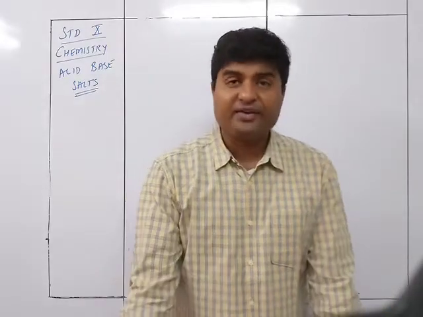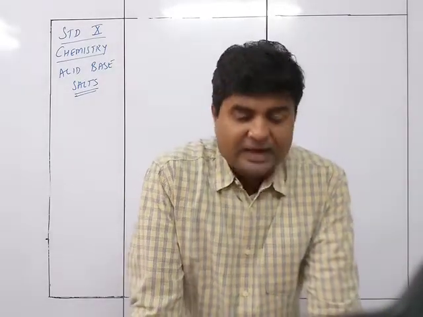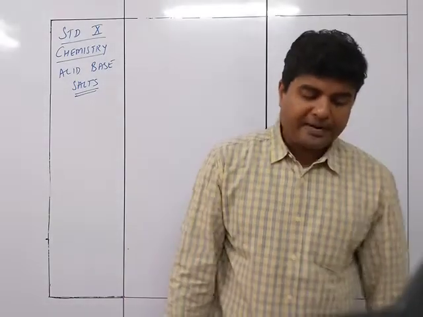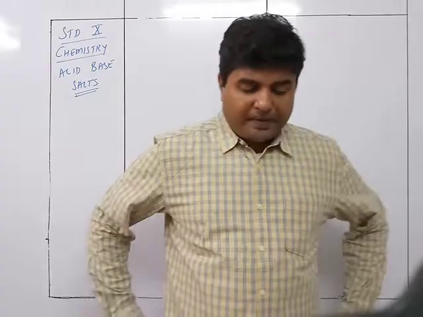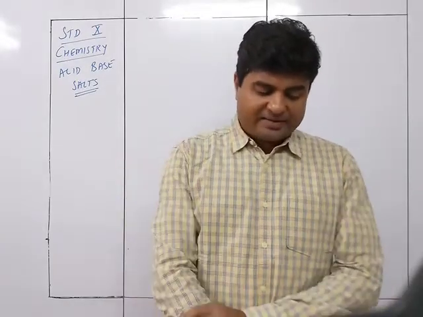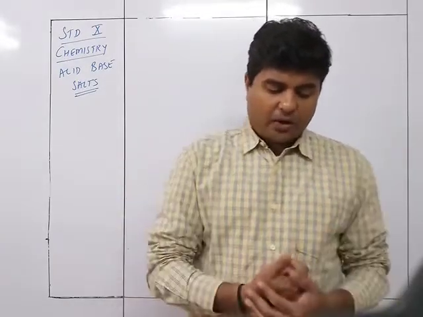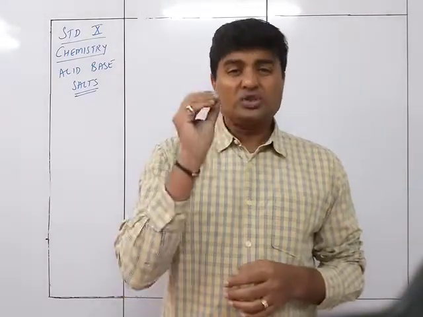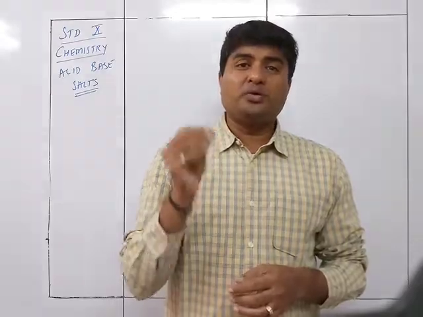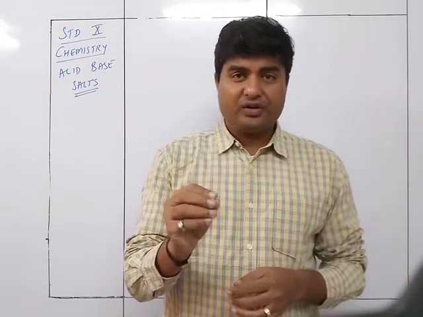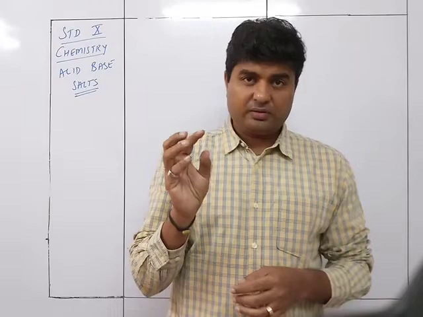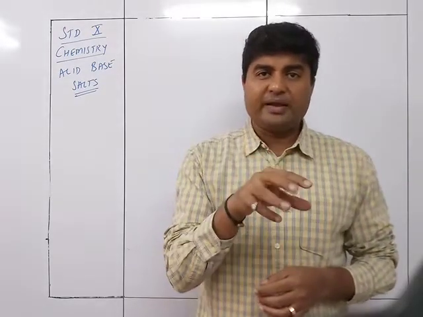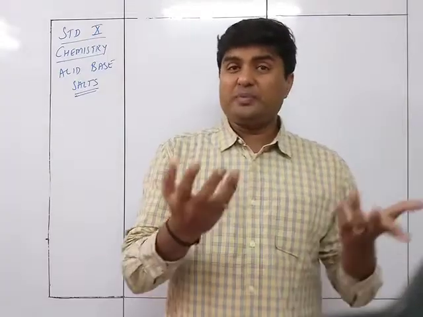So salt definition, what is salt? A salt is a compound formed by partial or complete replacement of the replaceable hydrogen ions of an acid by a metallic ion or ammonium ion of a base. So that means, simple thing, salts are those compounds formed by neutralization of an acid and base. One of the products of the neutralization of acid and base is salt. We know acid plus base is salt plus water.